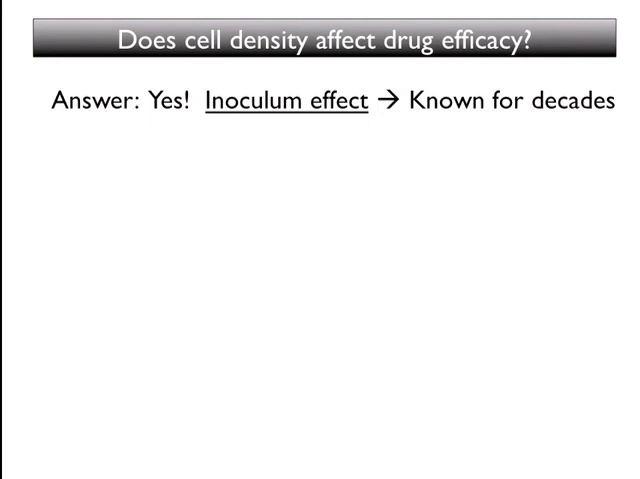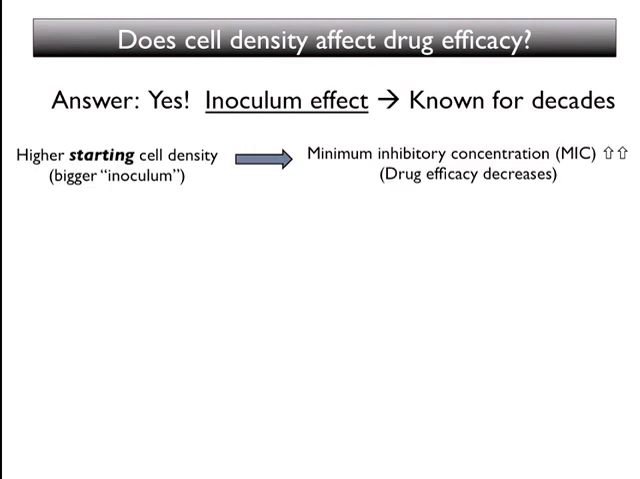And so the answer to this, when you look in the literature that many of you may know, is yes, there's something called the inoculum effect. And the inoculum effect says that if I start with a larger inoculum of cells, a larger starting population, called a bigger inoculum, then the inhibitory concentration of drug required to kill that population is larger.